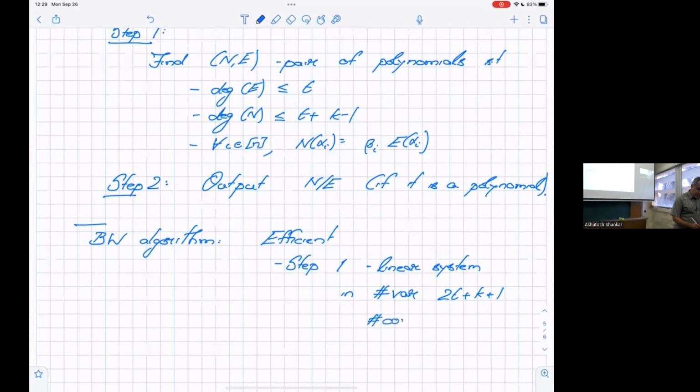What's the number of constraints? n, because you have exactly one constraint for each of them. It's a linear system. Is it a homogeneous linear system? A linear system is it of the form Ax equals 0 or Ax equals b? Ax equals 0. Once you write a linear system in the coefficients, it will always have a solution.